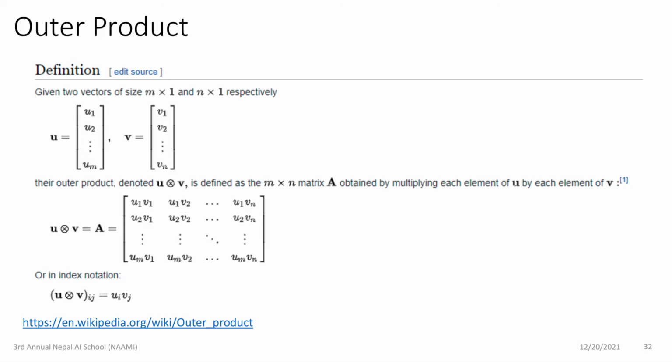If you have a vector u, with u1, u2 all the way to um, and a vector v, with v1, v2 to vn, you take your vector u and scale it by the first entry of vector v. So v1 times u1, v1 times u2, so on and so forth, v1 times um, and you get the first column of the outer product. Then you take the second entry of v and scale the vector u with it, and you get the second column of the outer product, and so on and so forth.